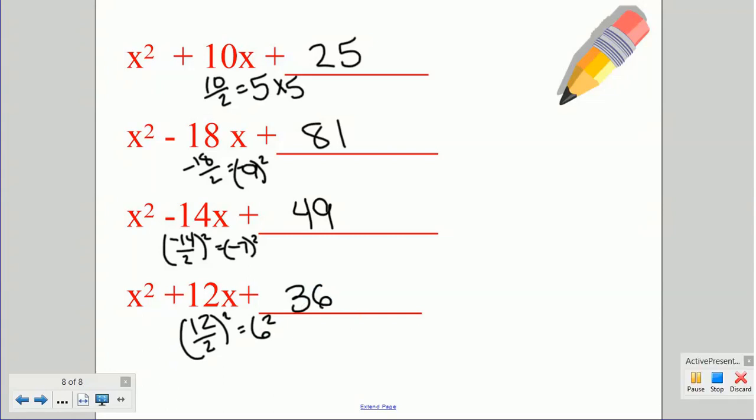So now we're going to use finding the plus C in our next video on completing the square. So please continue on to part 2 of completing the square, and I'll see you there.